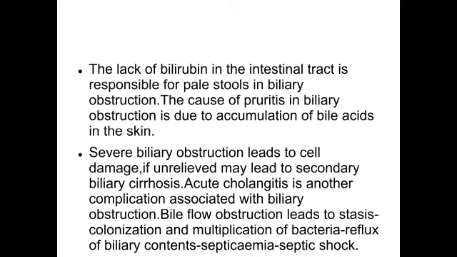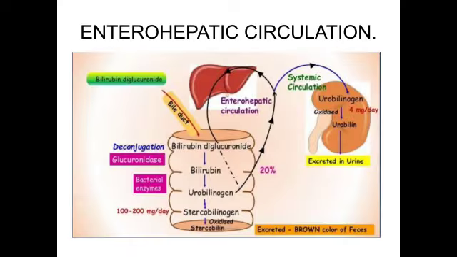Severe biliary obstruction leads to cell damage. If unremoved, it may lead to secondary biliary cirrhosis. Acute cholangitis is another complication associated with biliary obstruction. Bile flow obstruction leads to stasis, colonization and multiplication of bacteria, reflux of biliary contents, septicemia, and the patient may go into septic shock. So, if recurrence of biliary colic occurs after cholecystectomy, one should think of possible choledocholithiasis.